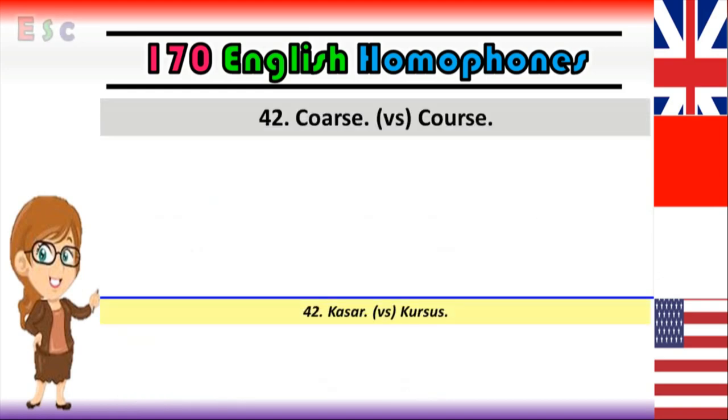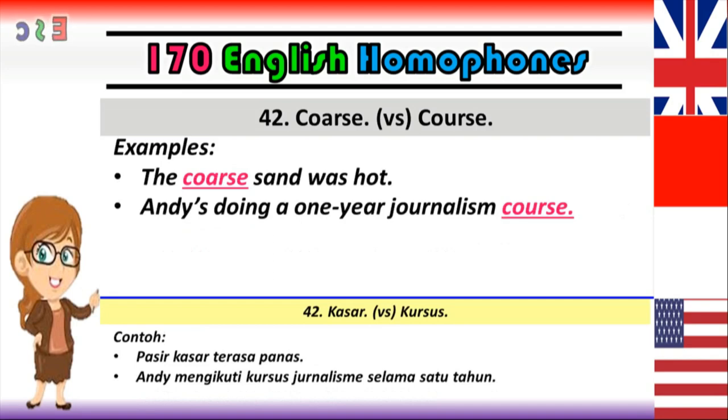42. Coarse versus course. Examples. The coarse sand was hot. Andy's doing a one-year journalism course.